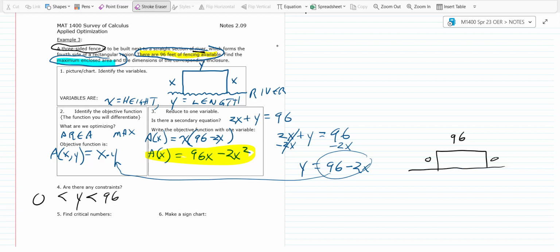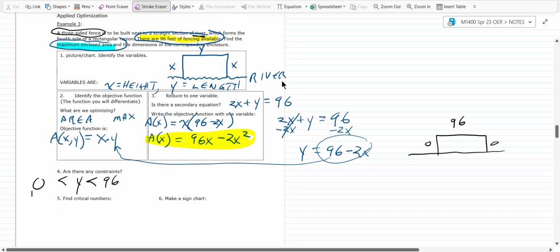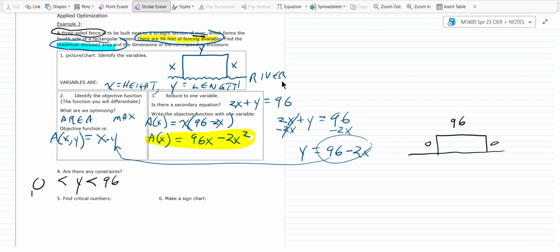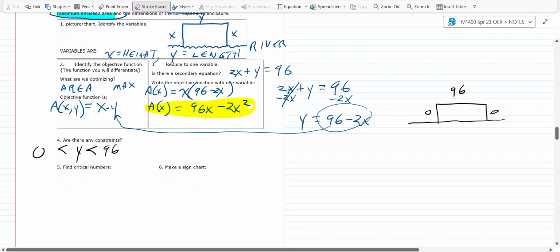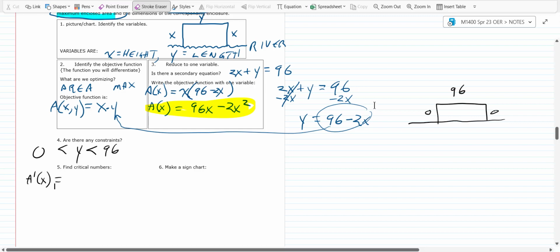Those are the constraints on the problem. I don't ever ask you for the constraints of a problem, but it's good to reason that out. Once you get beyond 96, you've used up all your fence. So I'm going to have you all finish the problem. You need to find your critical values, set the derivative equal to 0, make a sign chart, do a graph on your calculator of the objective function, and then put your answer together. Let's see if you can finish that up for a few minutes here.